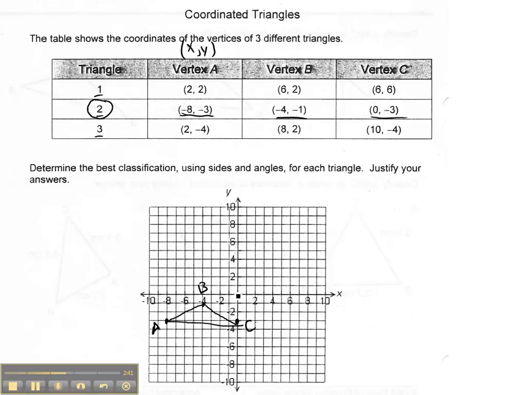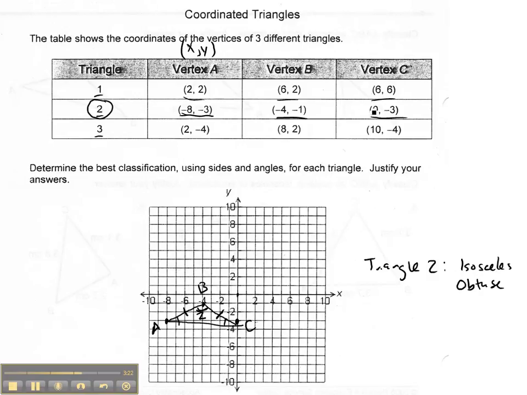I didn't do a great job of connecting those, but you can see that these two sides are congruent. This is triangle 2, so we have an isosceles triangle. Triangle 2 is isosceles, and looking at its angle measurements, we have two acute angles and one obtuse angle, so it's also obtuse. It's isosceles and obtuse.